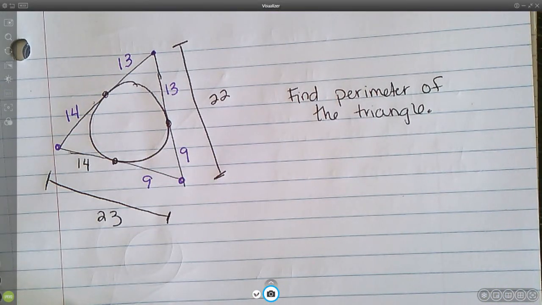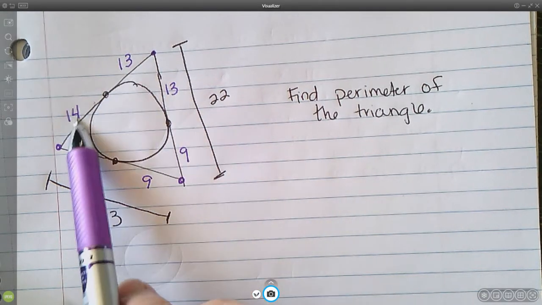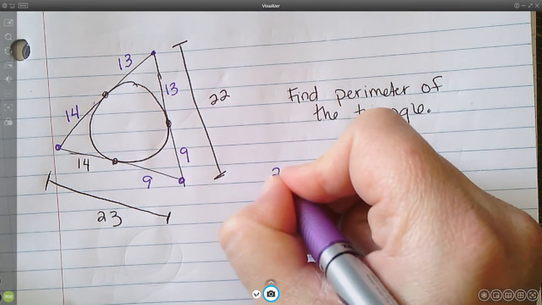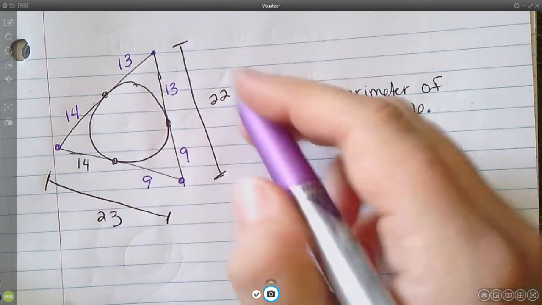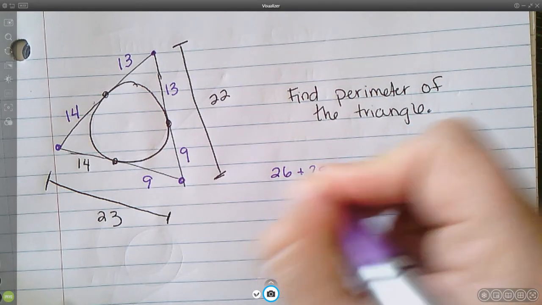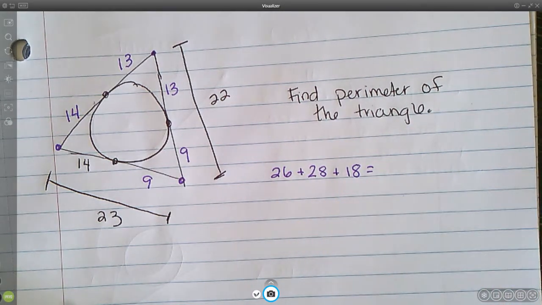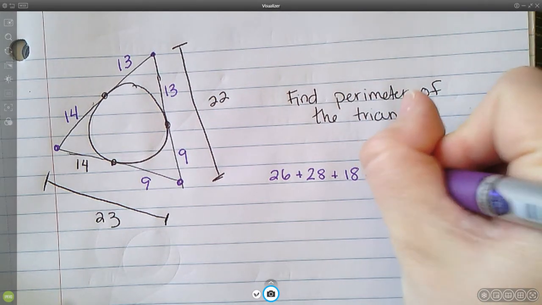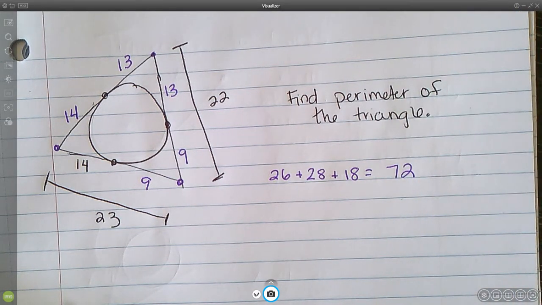So remember, the perimeter is the outside of the triangle. All we need to do is add these together. So we're going to have 13 plus 13, so that's 26, plus 14 and 14 is 28, plus 9 and 9 is 18. And if you add all of those together, 26 plus 28 plus 18, you get 72. And that is your answer. Okay, so these notes should help you for the homework that you have today.